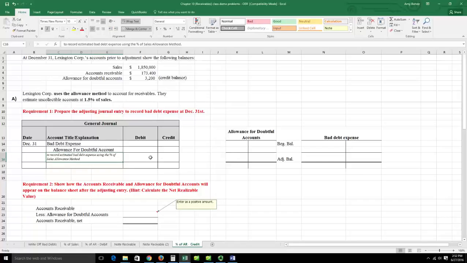In order to figure out the amount, we have to look at how they're estimating the bad debts. And it says they're estimating it based on 1.5% of sales. So we're using the percent of sales method. So we know that we need the sales number, and we know that we need this percentage. And in order to calculate the journal entry amount, it's just going to be the sales figure of $1,850,000 times the percentage that they gave us, 1.5%.